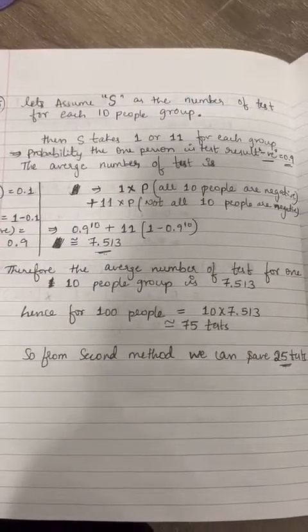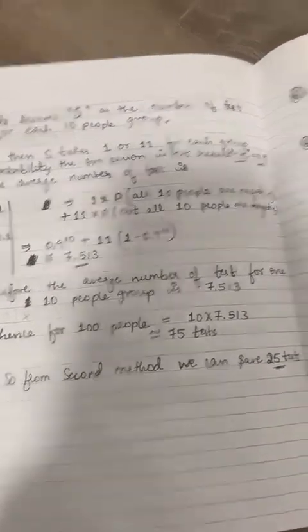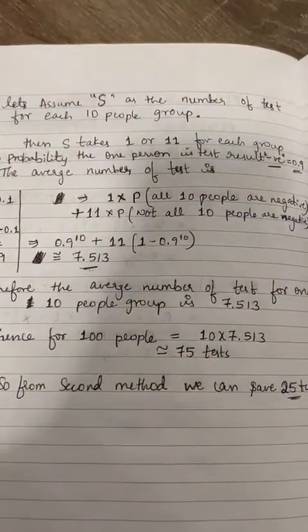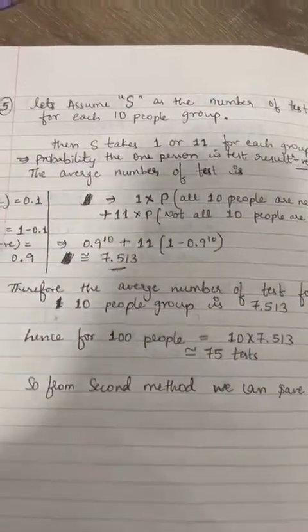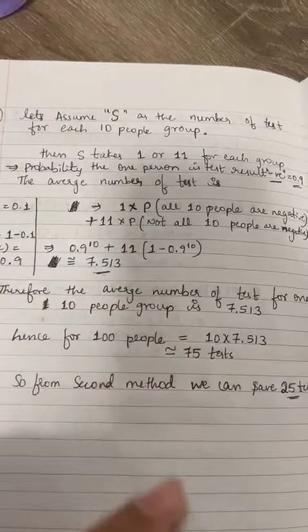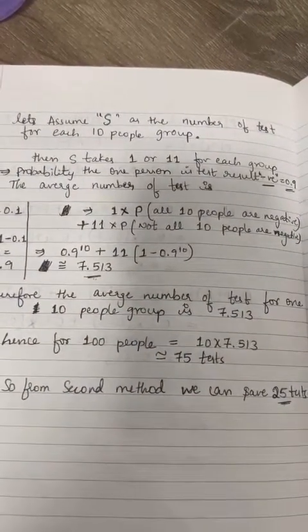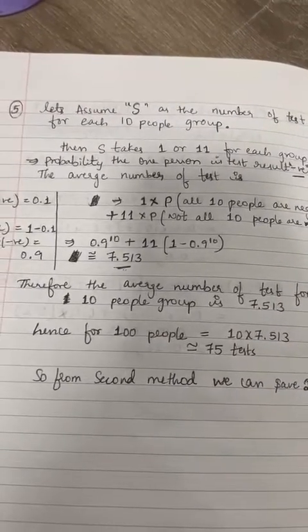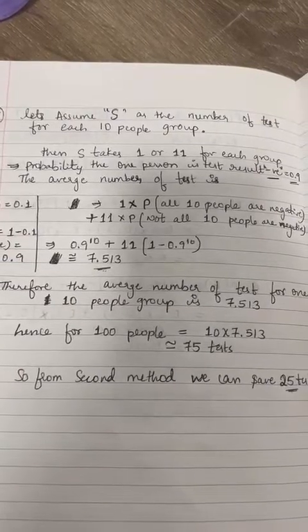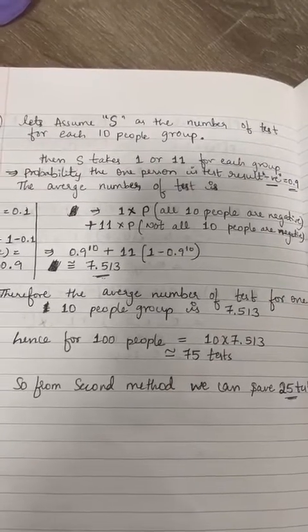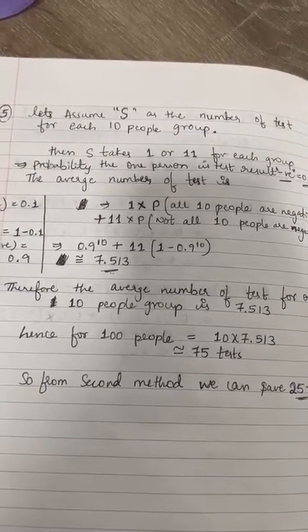The probability that one person's test result is positive equals 0.1, as given in the question. So the probability that the test result is negative is 1 minus 0.1 equals 0.9. The average number of tests is 1 times the probability that all 10 people are negative. If all 10 people are negative, I don't have to test again and again; one test is enough. That probability is 0.9 to the power 10, where 0.9 is the probability of a negative test result. Plus 11 multiplied by the probability that not all 10 people are negative, because then I have to take the test 11 times.